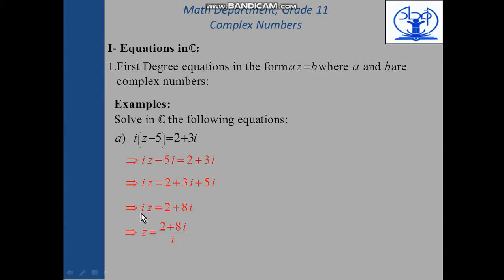This one is the solution of this equation, but this form is not the algebraic form. Usually we prefer to put z in the algebraic form. To do that, you have to multiply by the conjugate of the denominator, which is minus i. So we get (minus 2i plus 8) over i times minus i, which is equal to 1. So finally the algebraic form of the solution is 8 minus 2i.